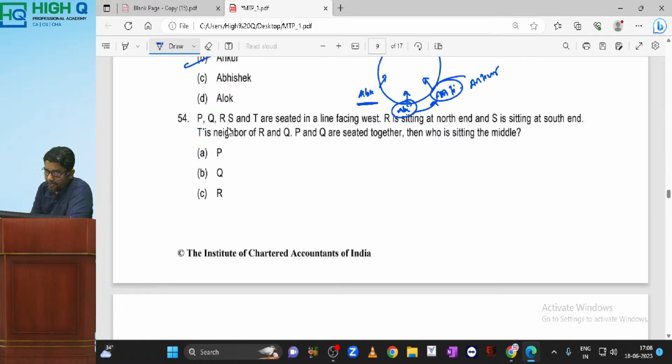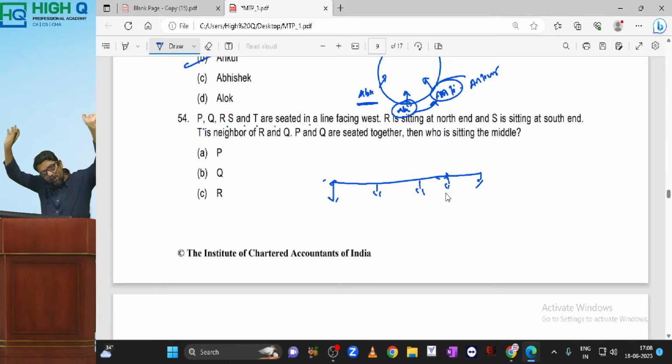Now, P, Q, R, S and T are seated in a line facing west. Boys, girls, please understand one thing. When direction is also involved, you have to be very careful. When the question is based on south and west, in the seating arrangement, consider south direction only. You understand? Because left and right change. When the question is based on east and north, you consider only north side. No need to take one by one. Horizontally we can take.